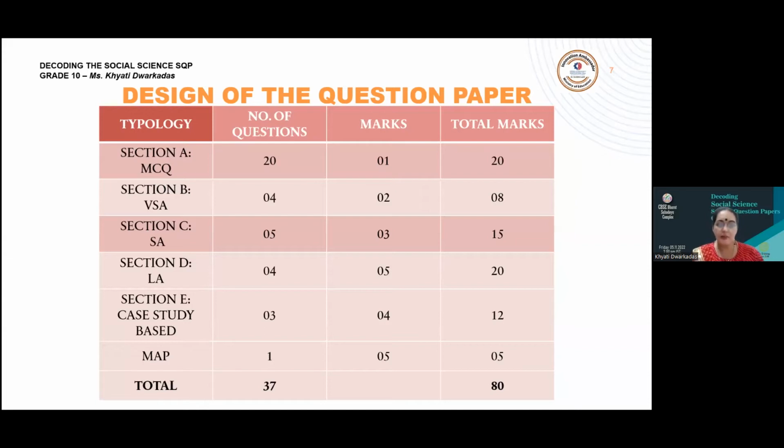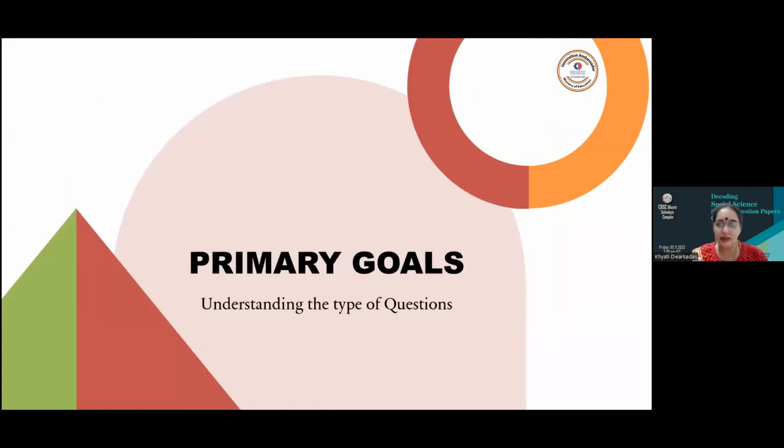Long answers will be 4 questions of 5 marks each, making it 20 marks. 3 case studies of 4 marks each, 12 marks. 1 map of 5 marks, total of 5. So 37 questions make 80 marks. I think this makes it very clear to us about what is the board thinking. Now, let us look at understanding the type of questions that are going to be coming.